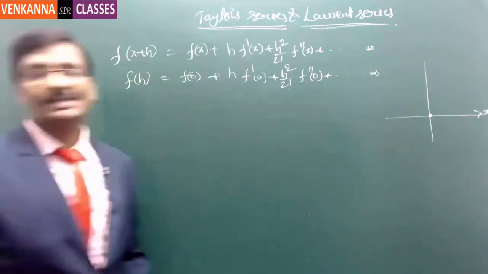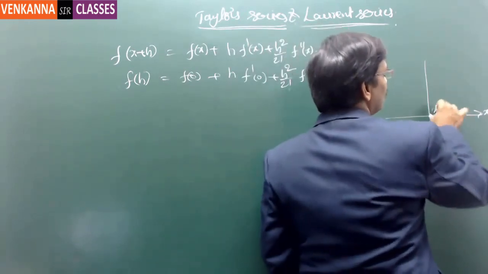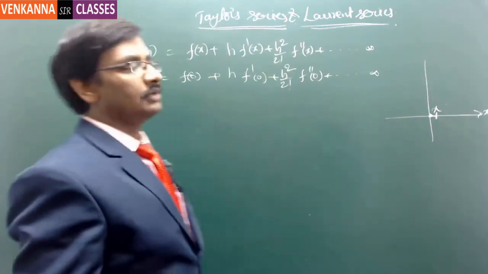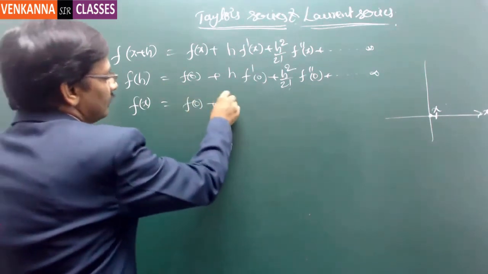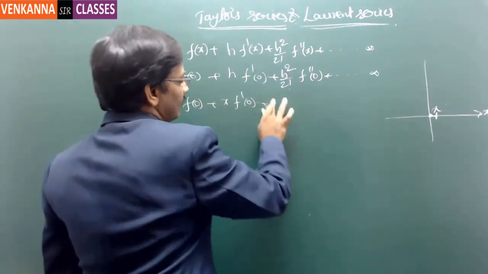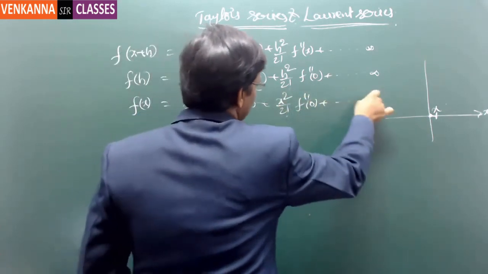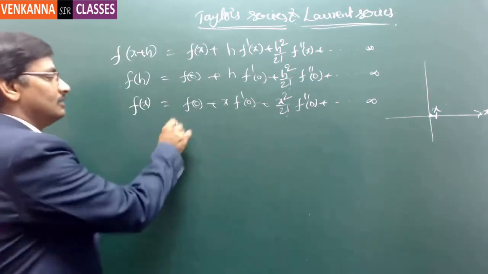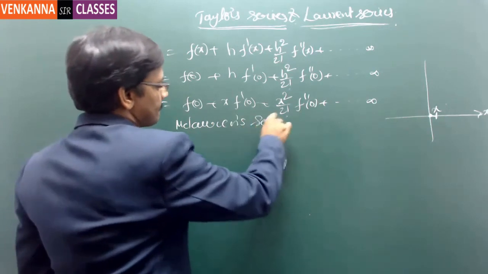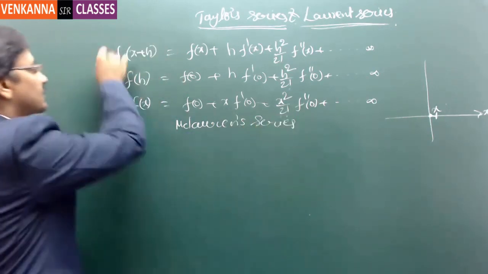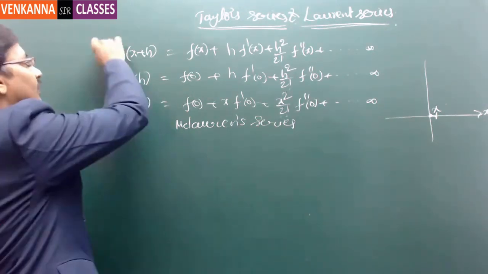Now, in this kind of case, this h value, which is deviated from the origin, you can treat as the x value. Got it? So that's why usually the series is expanded as f of 0 plus x into f dash of 0 plus x square by 2 factorial into f double dash of 0 plus and so on. This is what we ideally call the Maclaurin series, which was derived from the Taylor series. This is the ideal Taylor series.